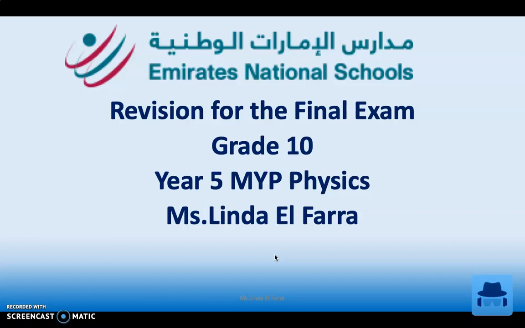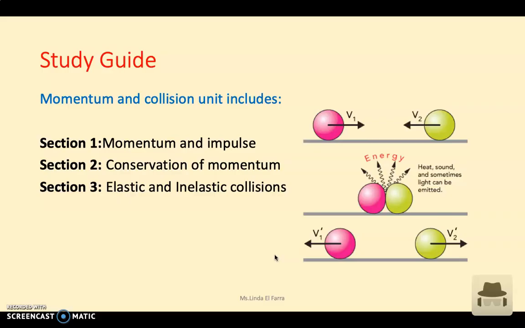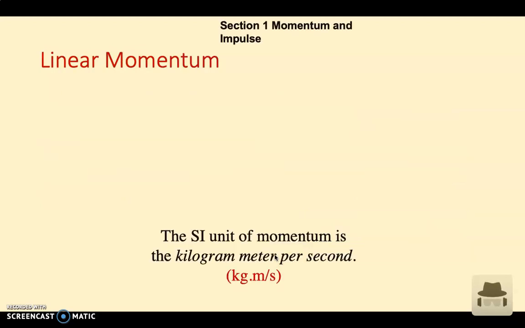In this video, inshallah, we will review for the final exam. We will have only one unit for the final exam, which is the momentum and impulse unit. This unit includes three sections. Section 1, momentum and impulse. Section 2, conservation of momentum. Section 3, elastic and inelastic collisions. We will take a quick review of each section.